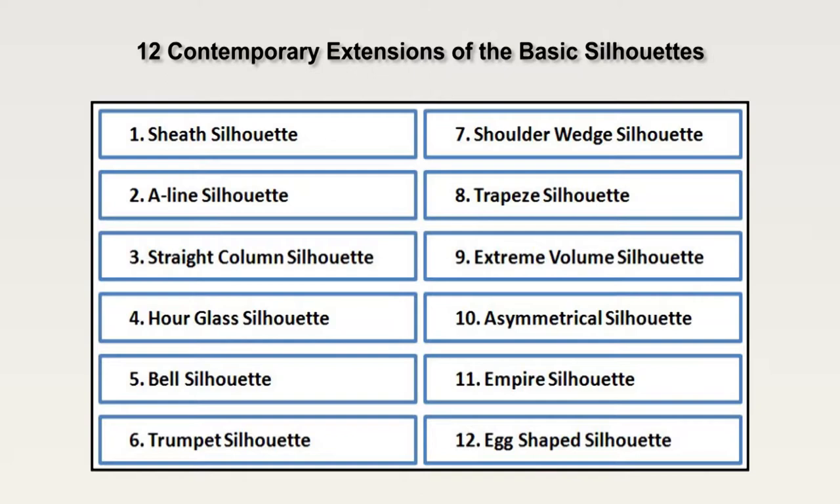Contemporary extensions of the basic silhouette. Those are sheath silhouette, A-line silhouette, straight column silhouette, hourglass silhouette, bell silhouette, trumpet silhouette, shoulder wedge silhouette, trapeze silhouette, extreme volume silhouette, asymmetrical silhouette, empire silhouette, and egg-shaped silhouette.